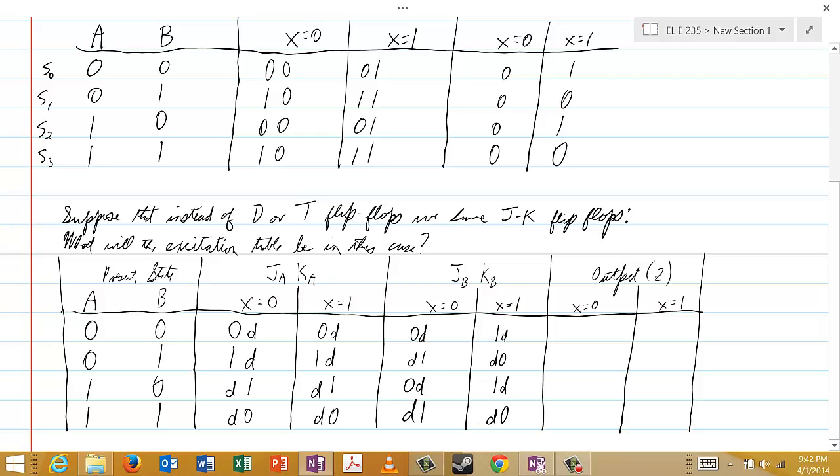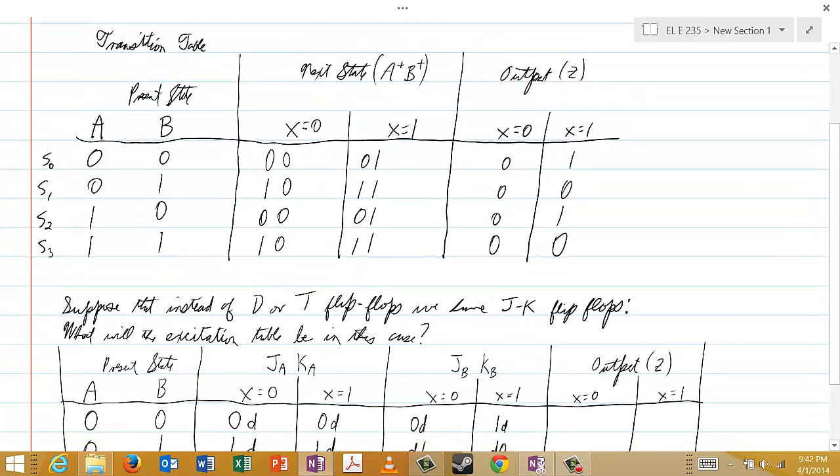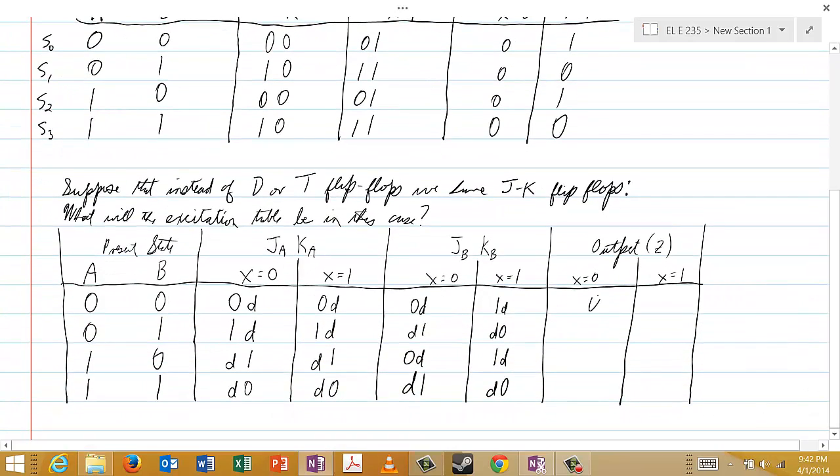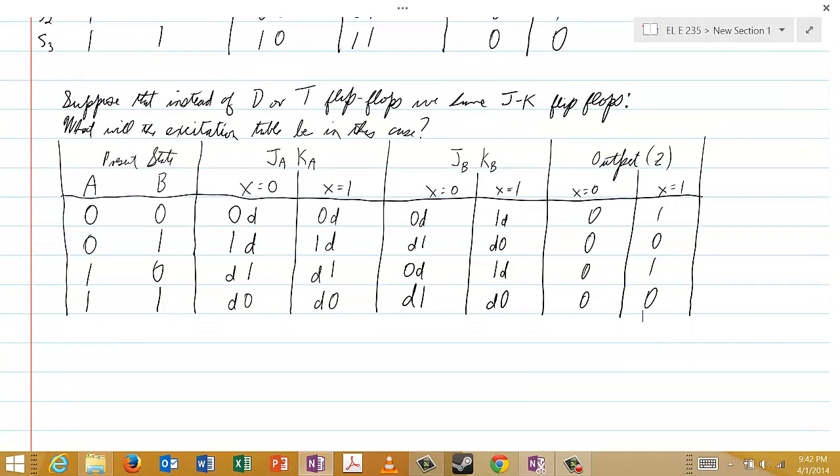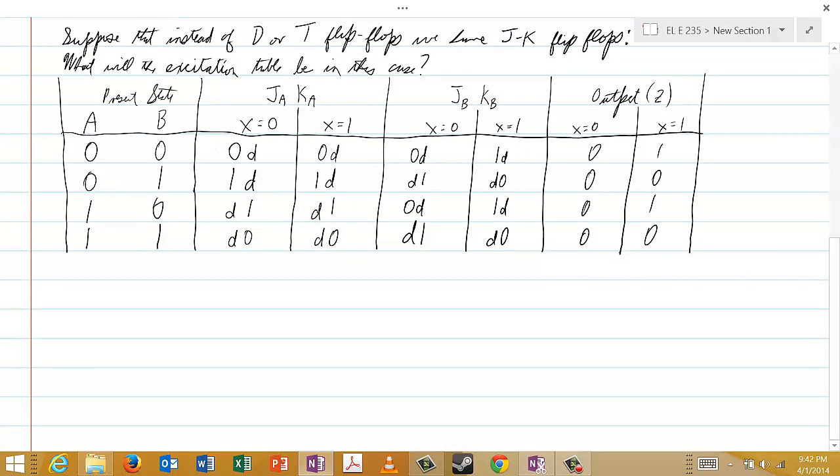And of course, the output is just the same as before. So 0, 0, 0, 0, 1, 0, 1, 0. And that completes the excitation table when we have JK flip-flops for A and B rather than D or T flip-flops. So I hope that was clear to you.